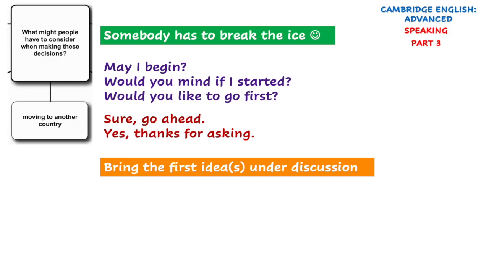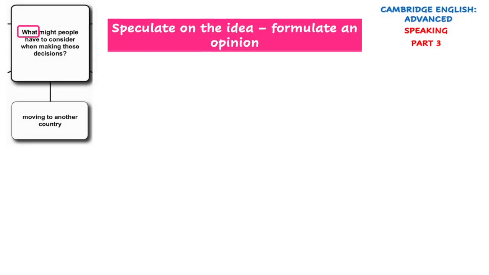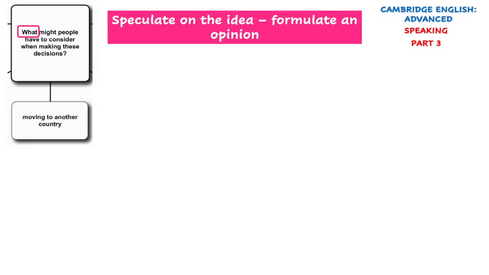If you feel like a couple of them could be grouped up and dealt with at the same time, sure, that's okay. You can combine ideas. It's a bit more difficult perhaps, so I chose to go with one idea first. And I would say, in my view, one of the most critical moments in a person's life is deciding whether to move abroad or not. This is not the question, though. I'm just introducing the idea because the question is what people need to consider. So further on, I'm going to speculate on this and give my opinion.